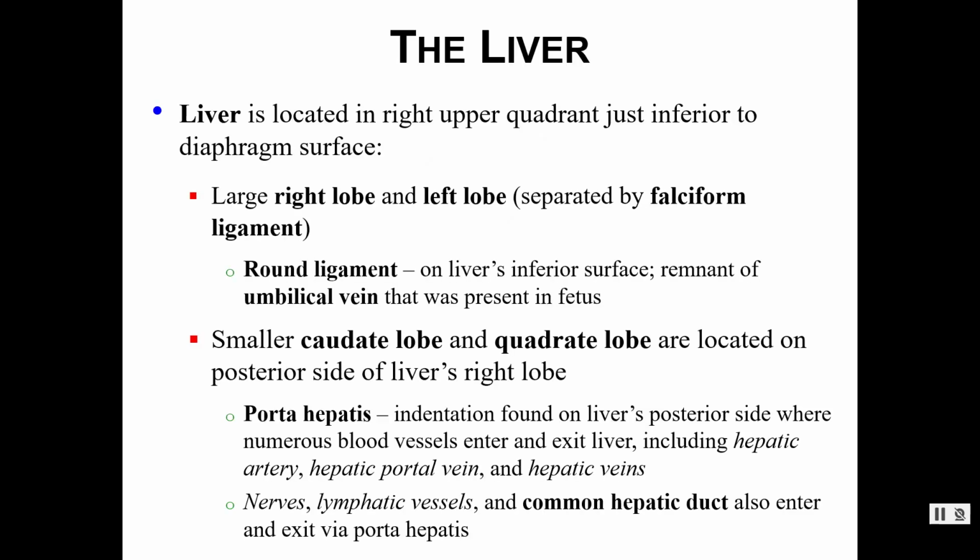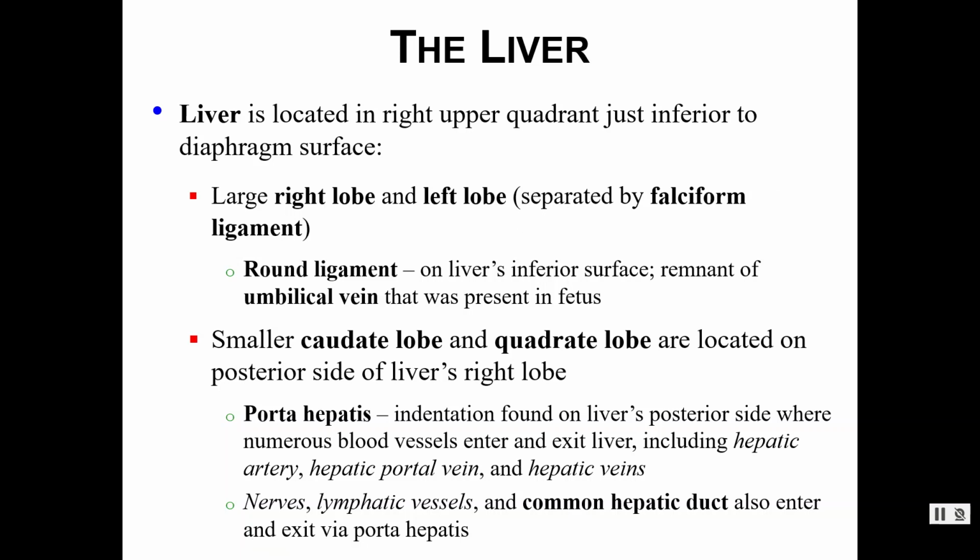In this recording, we'll discuss the liver and the gallbladder. Your liver is found in your right upper quadrant, just below your diaphragm. We have a couple of lobes to speak of. We've got a right lobe and a left lobe. These are separated by your falciform ligament.